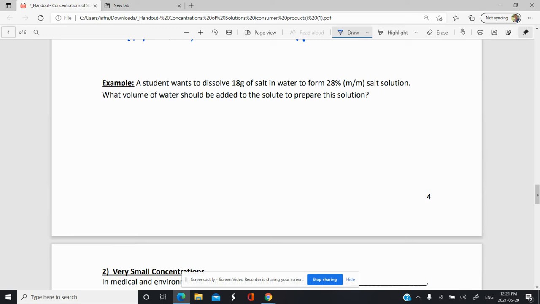let's take a look at our formula again. So remember, we have percent mass is equal to the mass of the solute, so the salt, over the mass of the solution. So it's the salt and the water together, times 100%. So we want to find the volume of water. We have the percent mass. So let's first start to find the mass of the solution, because the mass of the solution actually has the mass of water in there.